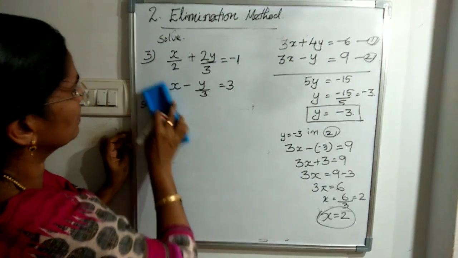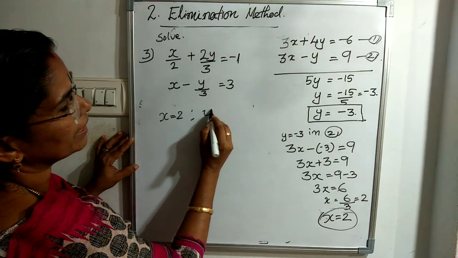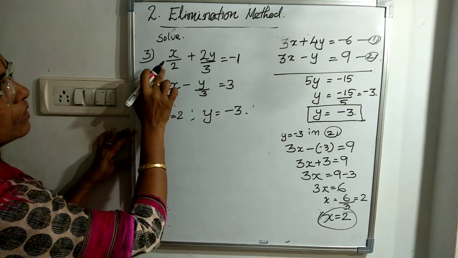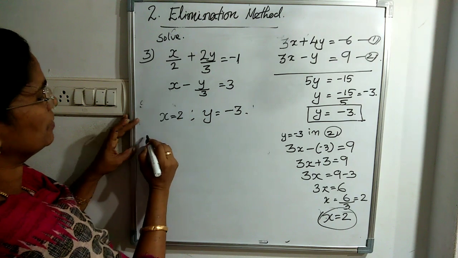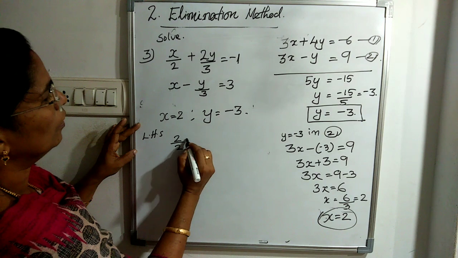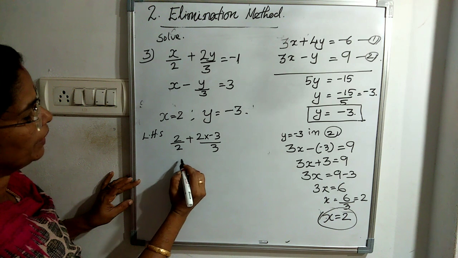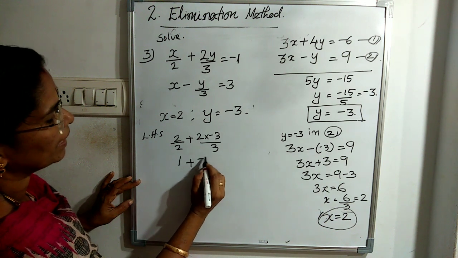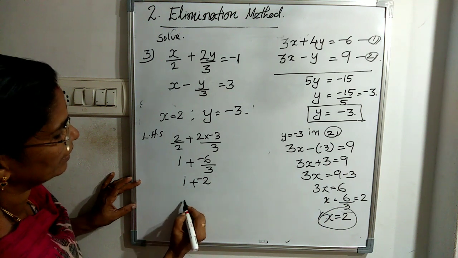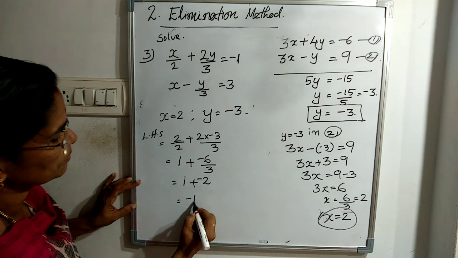We can check whether our answer is correct or not. We already got x = 2 and y = -3. Check this. We select this equation and take the left side. x/2 becomes 2/2, plus 2 into y, which is -3, over 3. So 2/2 is 1, plus -6/3, so 1 plus -2. What is the answer? 1 plus -2. This is the left side. The answer is -1.